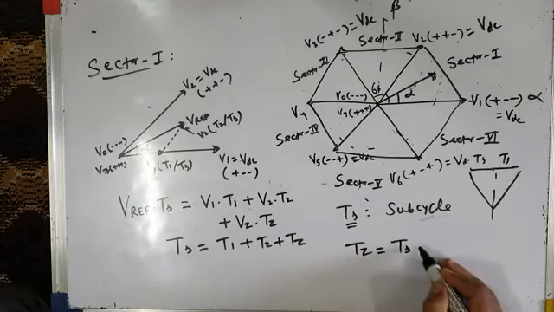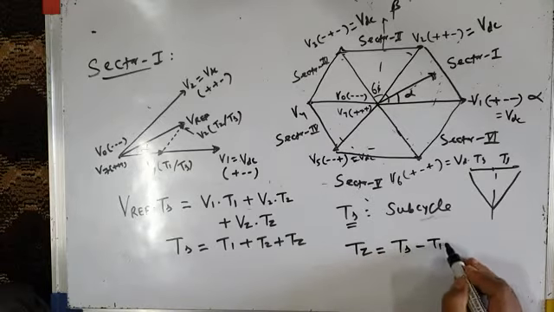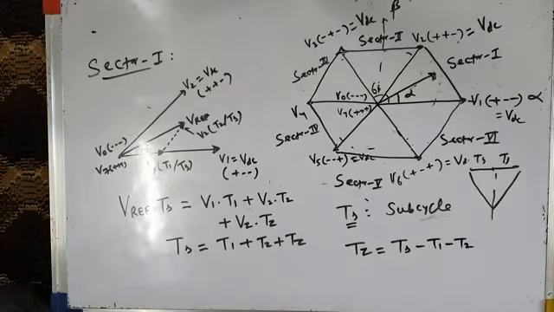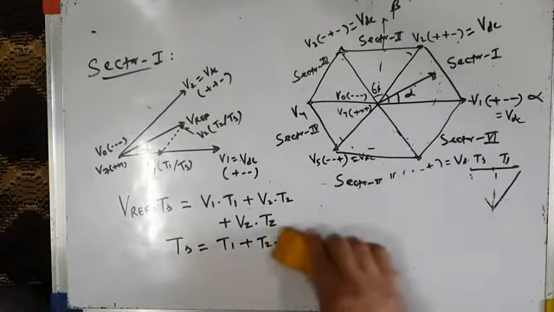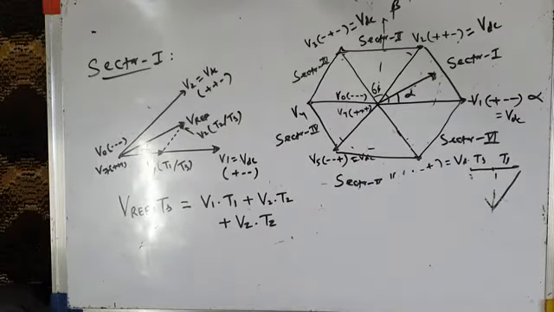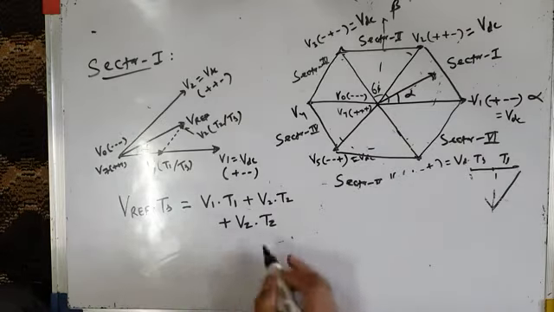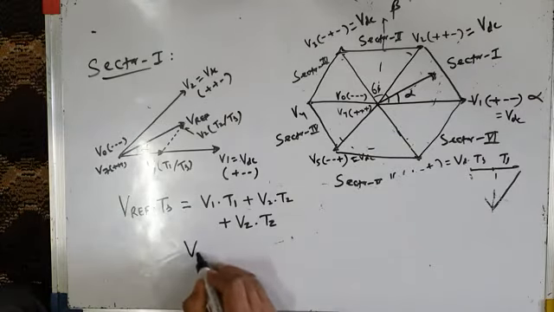It is total subcycle interval minus T1 minus T2. Okay, this is it. So from this, if you want to find Vref, our aim is to find this Vref, equation for Vref.